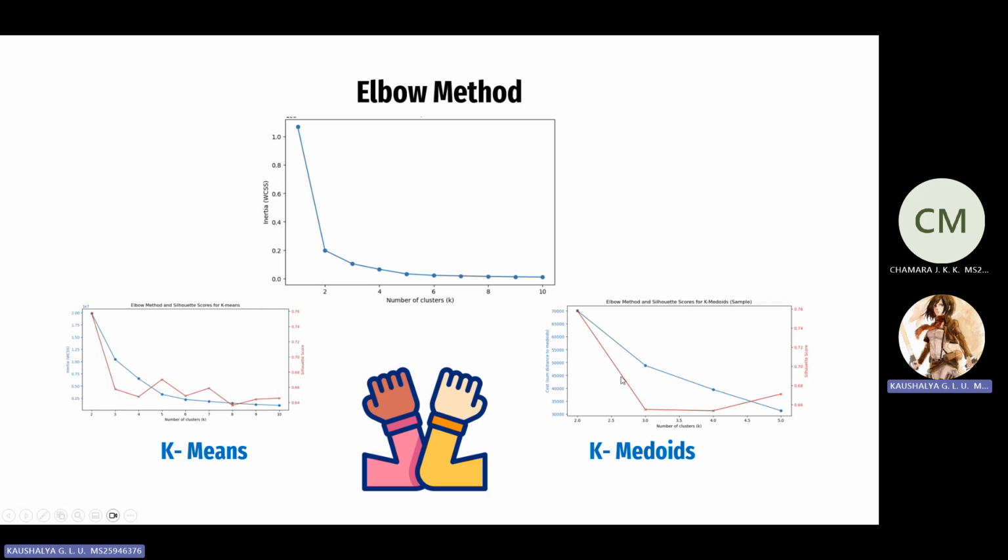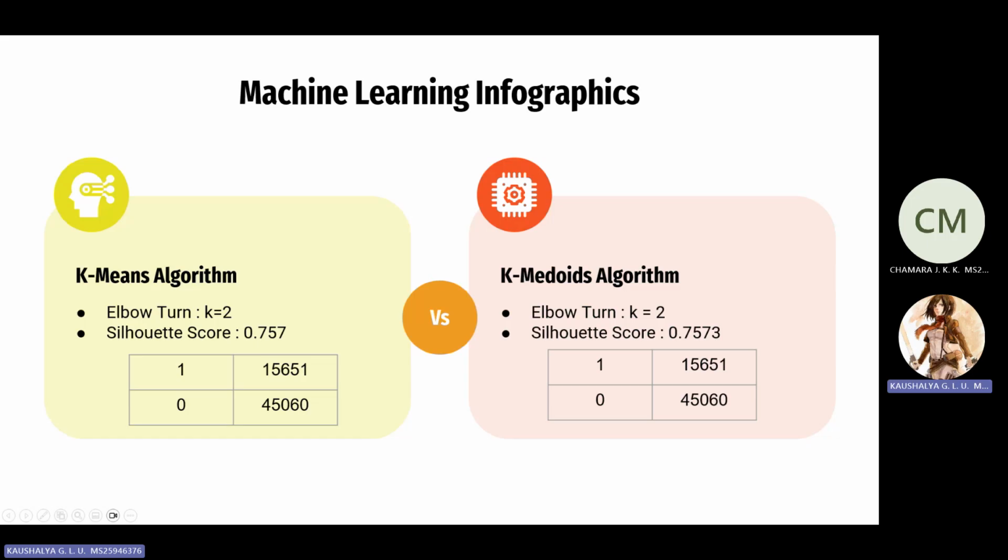Initially, to identify the optimal K value, the elbow method is applied to both algorithms. As you can see here, the elbow turn appears at the proper K value. Furthermore, the silhouette score is also plotted with the elbow values to identify the highest score. The same K gives us the optimal value from these two metrics. The outcome of the algorithms shows almost the same output with two clusters and almost the same silhouette scores as well.